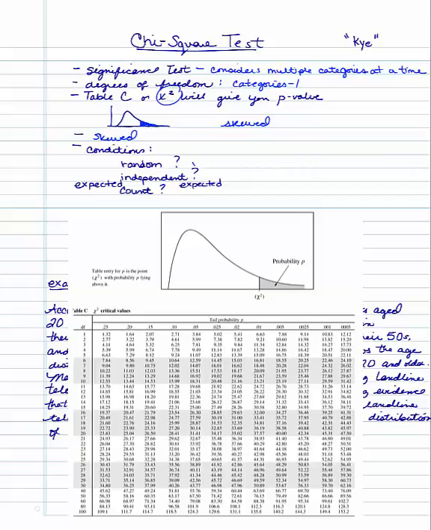Conditions. You want to make sure you're using random data. Independent is that 10% rule. For this one, we're not going to see whether it's bigger than 30. We're going to see if the counts are greater than 5. Because across multiple categories, we want to make sure the counts are greater than 5. If they're not, it's possible we might need to combine categories, if it makes sense. And we'll see what happens when we have to do something like that. The big idea for this is that it's all dealing with counts.